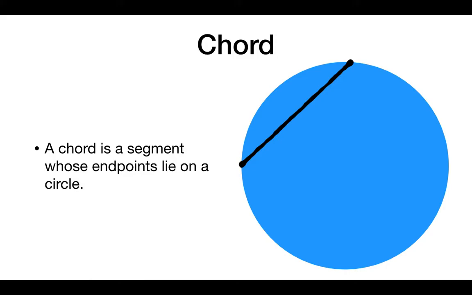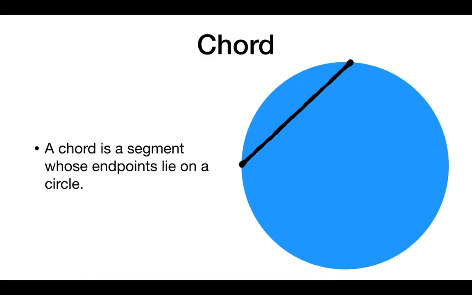Now, there is a very famous chord that is a specific one, much like we would say a square is a more specific version of a rectangle. There's a much more specific type of chord that we know of called the diameter. That's the one that goes through the center. But we're talking about chords in general, and a chord is literally any segment whose endpoints lie on a circle. Please notice it is a segment.